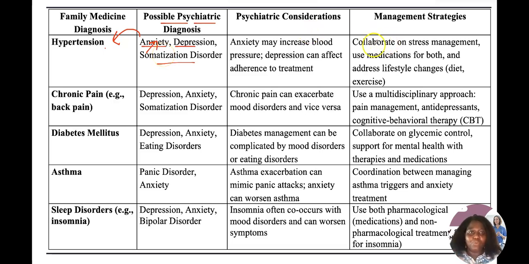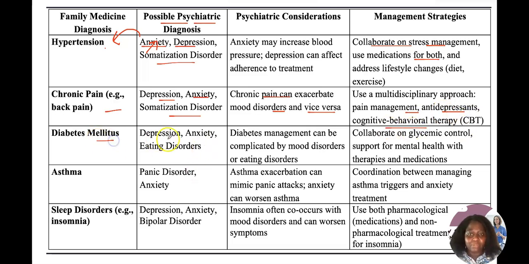And eventually, how do you want to manage that? You want to collaborate on stress management, use medications, whatever is making them have anxiety, we're going to try and deal with it. What about chronic pain, depression, anxiety, somatization disorder? Chronic pain can exacerbate mood disorders and vice versa. And we need to find a way to see the big picture that all these things interrelate. One can cause the other and vice versa. Use a multidisciplinary approach: pain management, antidepressants, cognitive behavioral therapy.